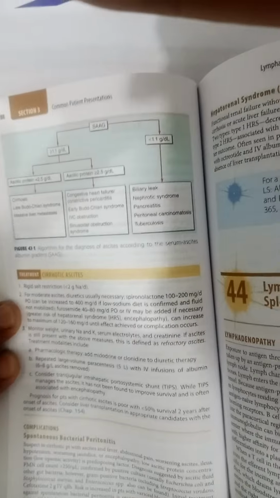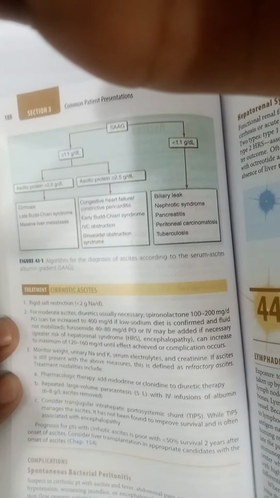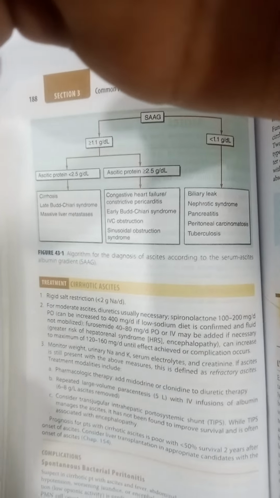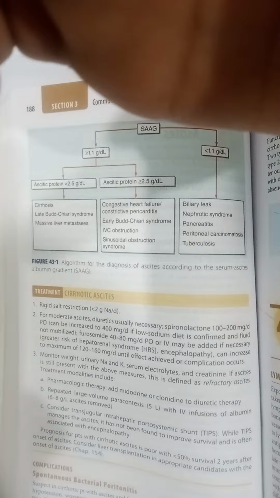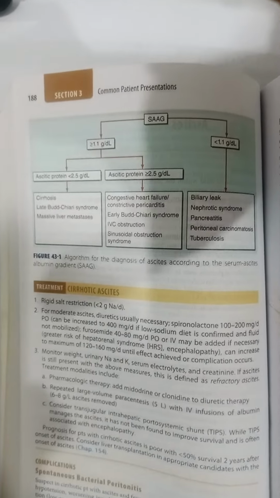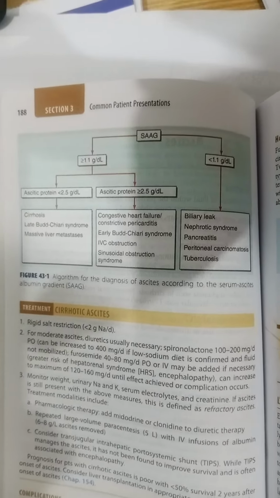So this is the SAAG chart. If SAAG is more than 1.1 gram per deciliter, we have to go for ascitic protein. If ascitic protein is more than 2.5 gram per deciliter: cirrhosis, late Budd-Chiari syndrome, massive liver metastasis. While if ascitic protein is less than 2.5 gram per deciliter: congestive heart failure, constrictive pericarditis, early Budd-Chiari syndrome, inferior vena cava obstruction, sinusoidal obstruction.